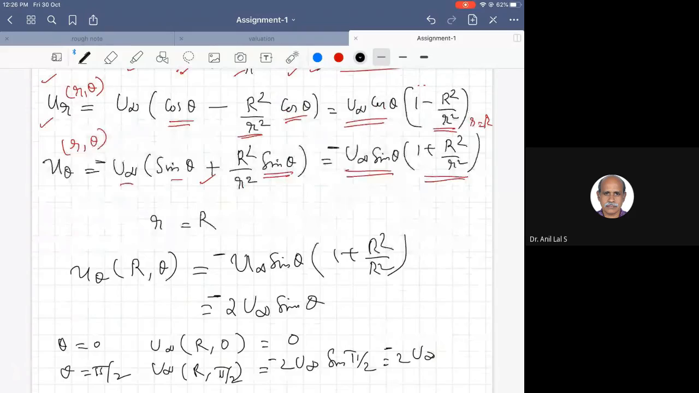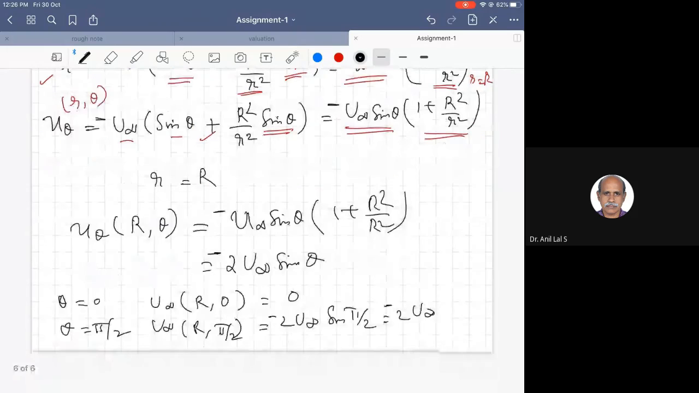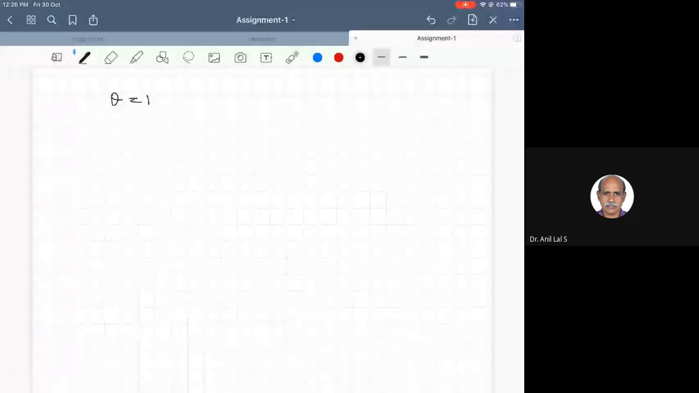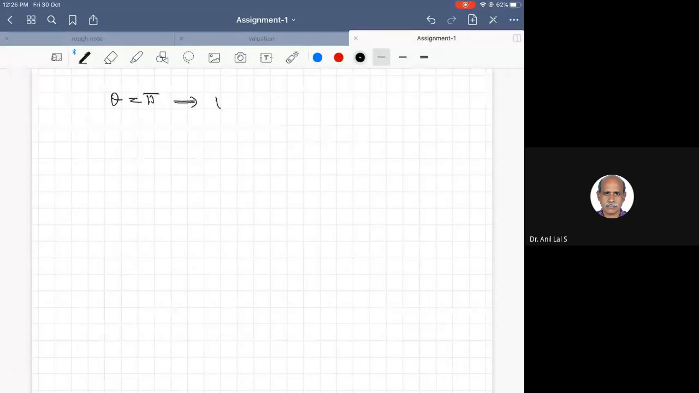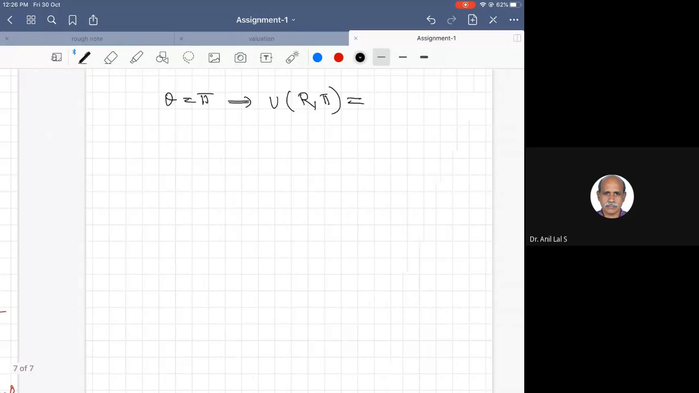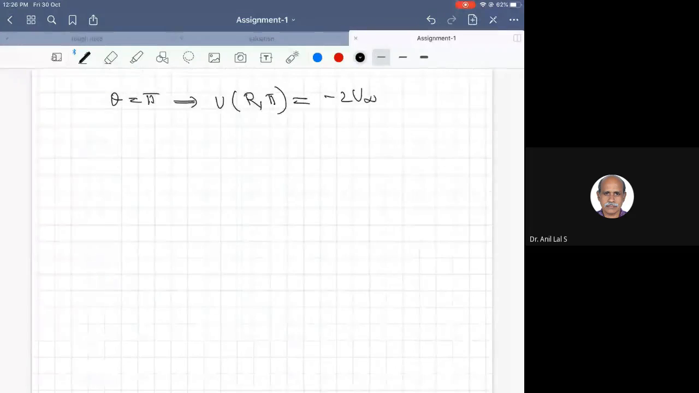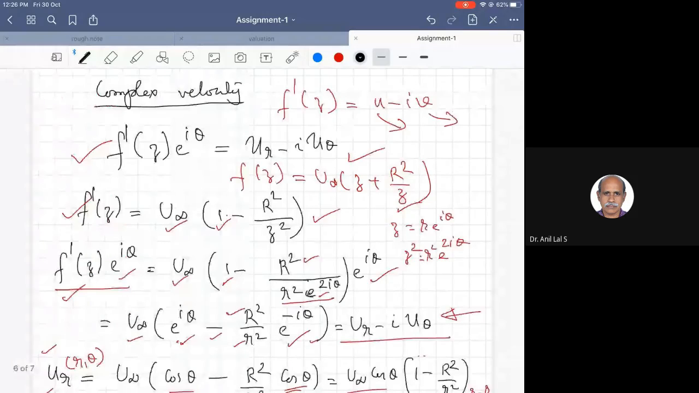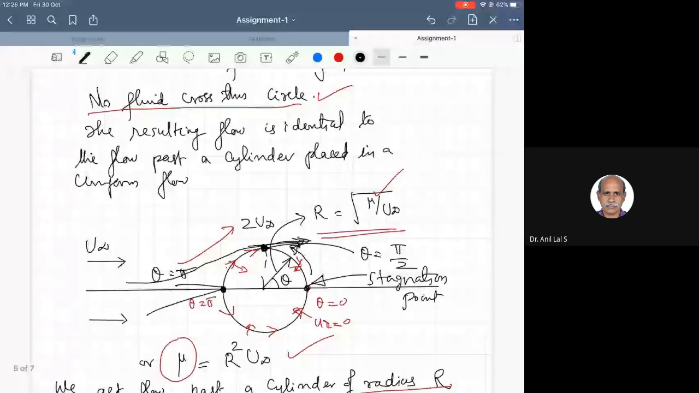If we look at the magnitude of the velocity, there is no radial velocity. The magnitude of the velocity is twice u infinity. So it's like that. When theta is equal to pi, minus 2u infinity sine pi is again 0. So at theta equal to pi also, the velocity becomes 0. This is also another stagnation point.